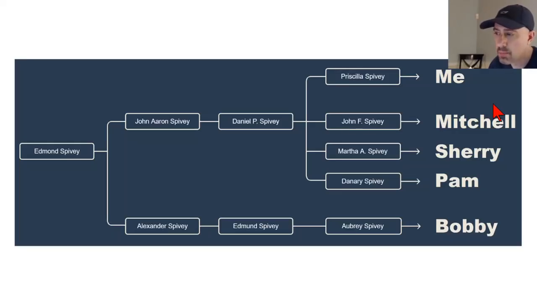And over time we were able to explore our family trees well enough to determine that the source of that shared DNA on chromosome 1 was Edmund Spivey. So Edmund Spivey is the recent common ancestor who accounts for our shared DNA. And that's the basic concept behind triangulation.